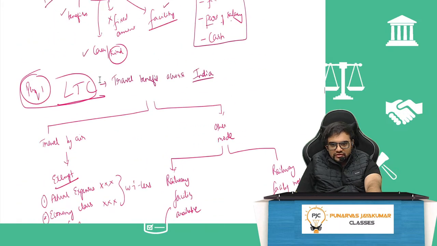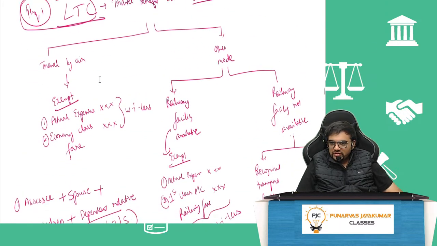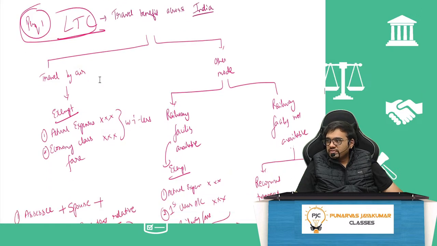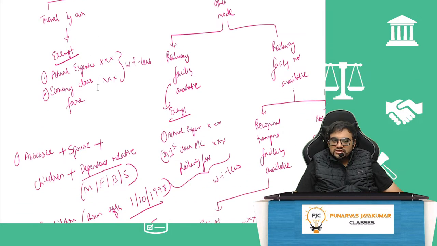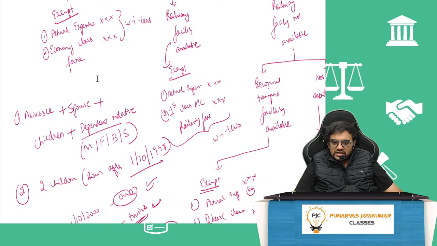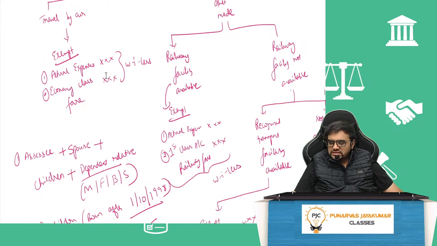Now, this is for the entire family. Family means not your extended family, two spouses and all if you have, that's not covered. It is only self plus spouse plus children and dependent relative. Dependent relative will be your parents and your siblings. That's it. That too, dependent means what? Financially dependent, not emotionally dependent. Financially dependent parent. That's it.